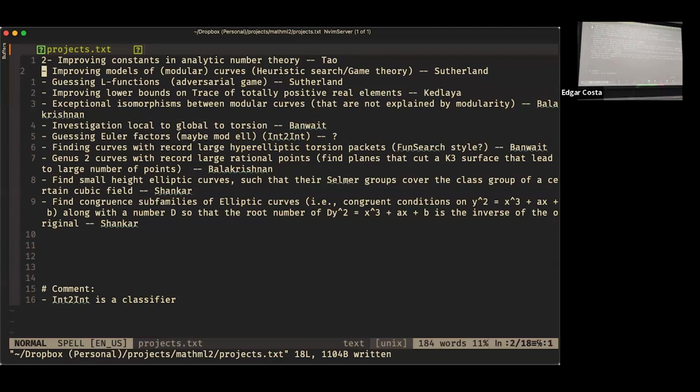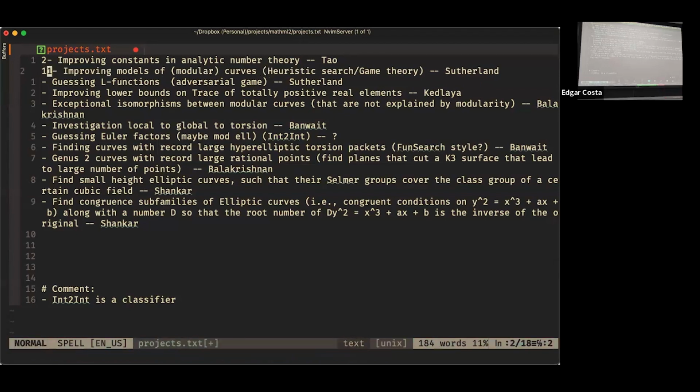11 votes. Guessing L-functions. 7 votes. I should say that we can vote multiple times. We can vote on all of them. So again, we're trying to see what the most popular projects are.